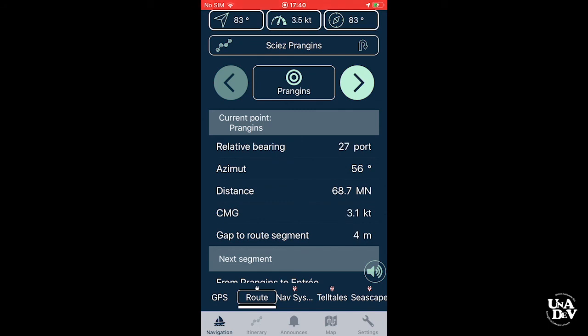In the next video, we're going to discuss the information provided by the navigation system.